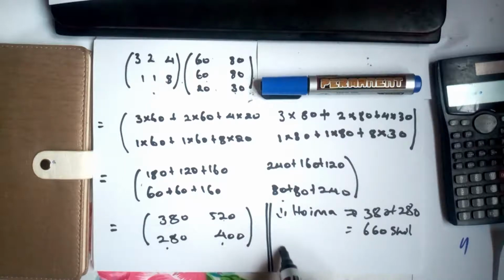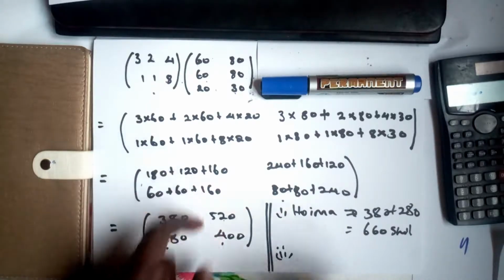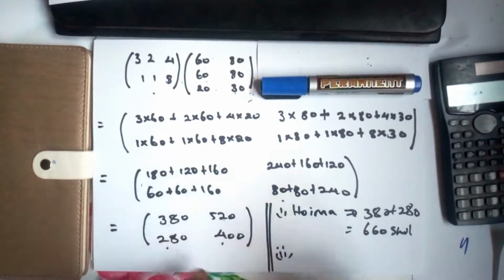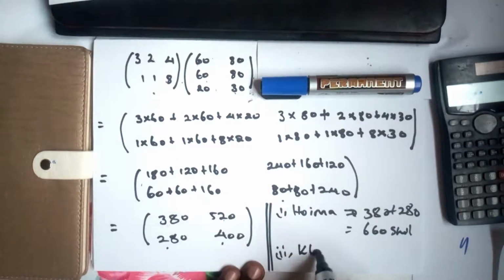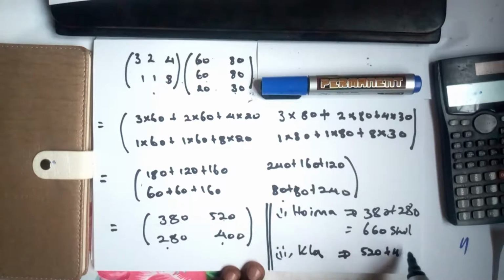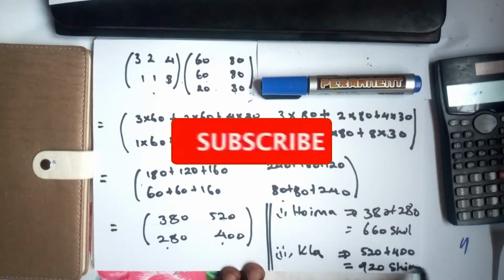Then for Kampala, we shall have the column for Kampala, which is going to be 520 plus 400. So the cost is going to be 920 shillings.